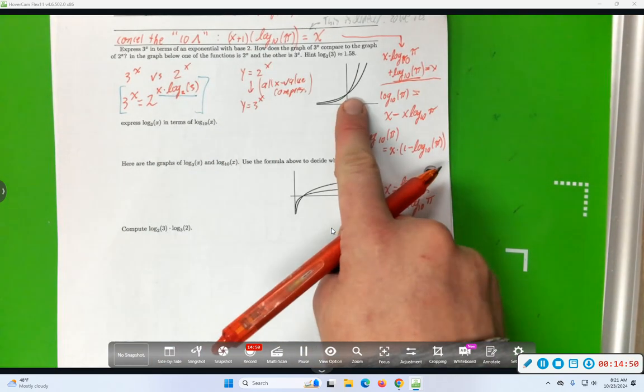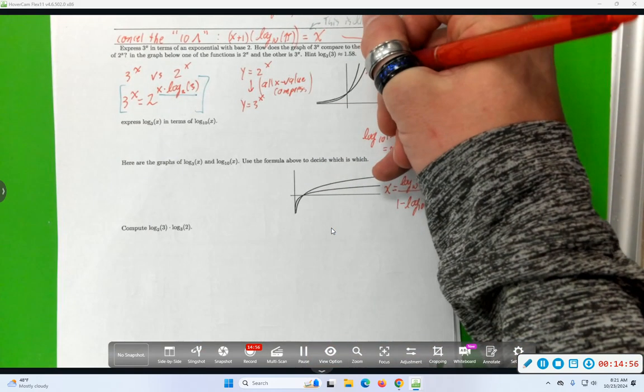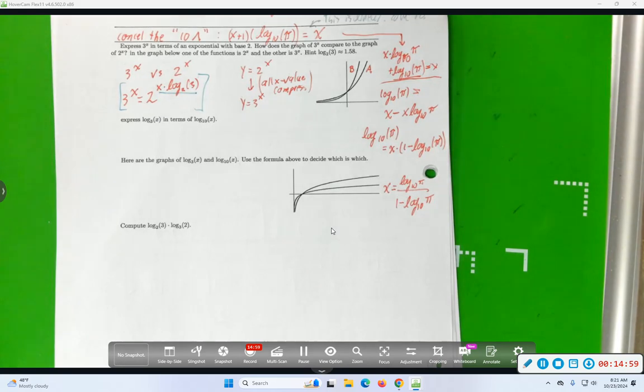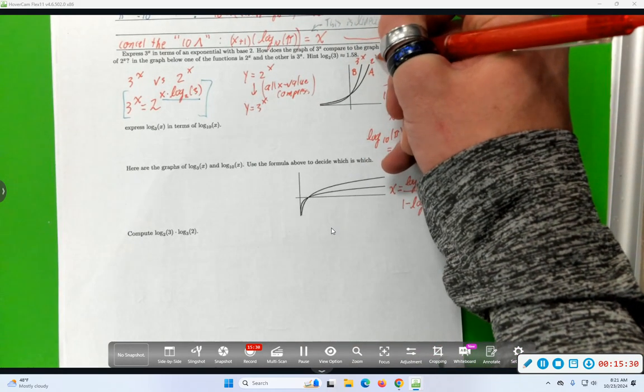So, with that in mind, one of those is 3 to the x and the other one's 2 to the x. Which one's which? I'll label them as A and B for now. Should A be 3 to the x or 2 to the x? Which one of the two looks like the other one but squeezed towards the y-axis? Which one looks like it's horizontally compressed from the other one? B is the compressed one? Nice. So that means that this B is 3 to the x. This A has to be 2 to the x.